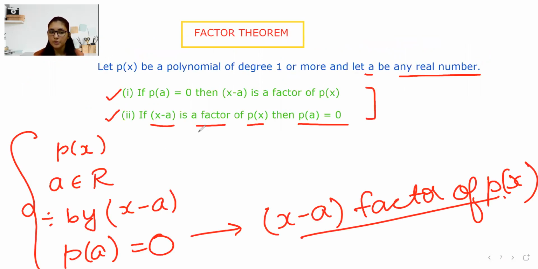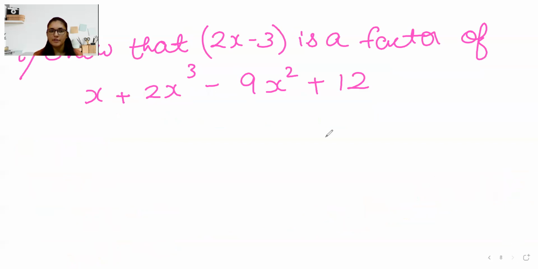So if you have to show that x minus a is a factor, what are you supposed to do? You are supposed to show that if p of a is 0, meaning the value of the polynomial at x equals a is 0, then x minus a is a factor. So we will use this first point.